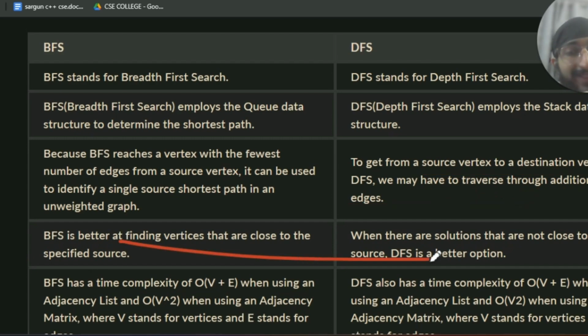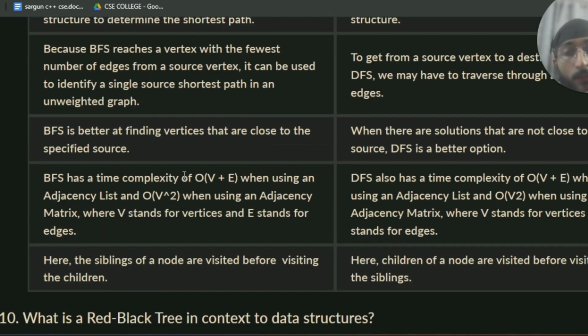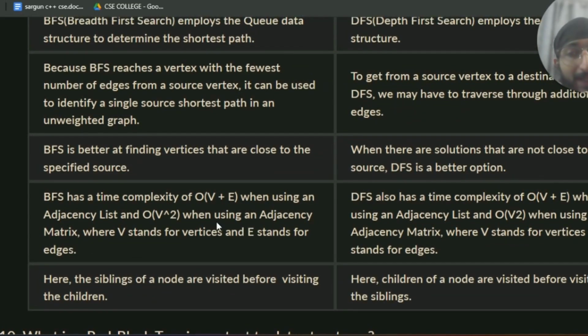BFS is better at finding vertices that are close to the specified source. When there are solutions that are not close to the source, DFS is better. BFS has time complexity of O(V + E) when using an adjacency list, and O(V^2) when using an adjacency matrix, where V stands for vertices and E for edges. DFS also has O(V + E) using an adjacency list and O(V^2) when using an adjacency matrix.